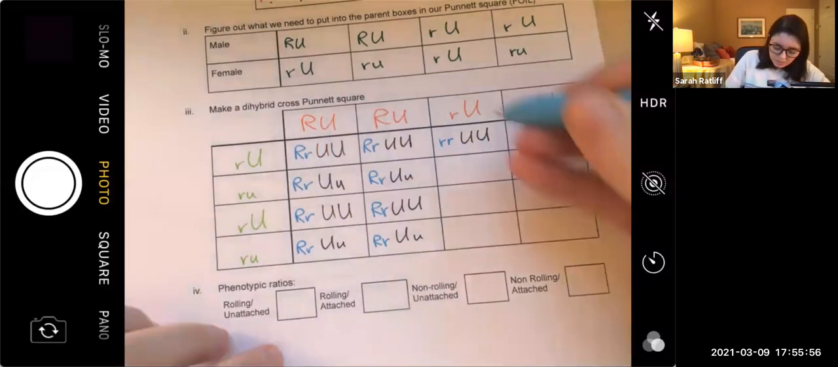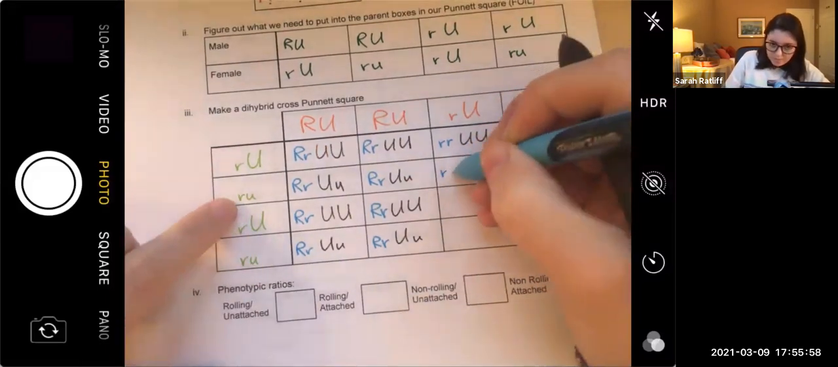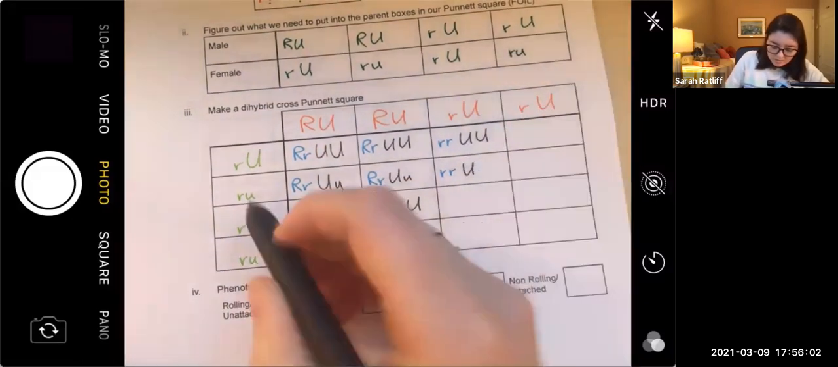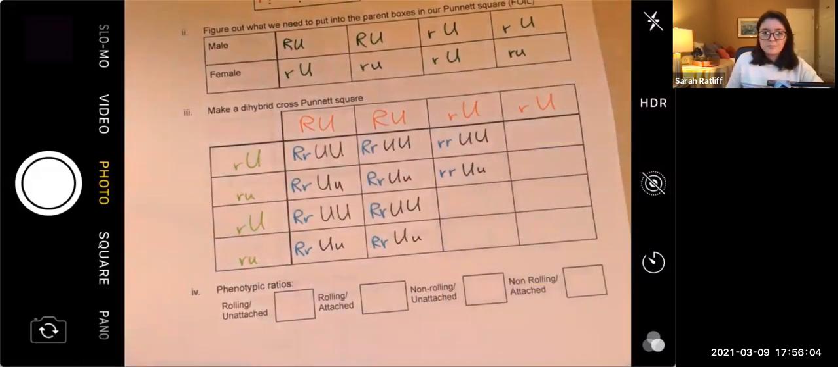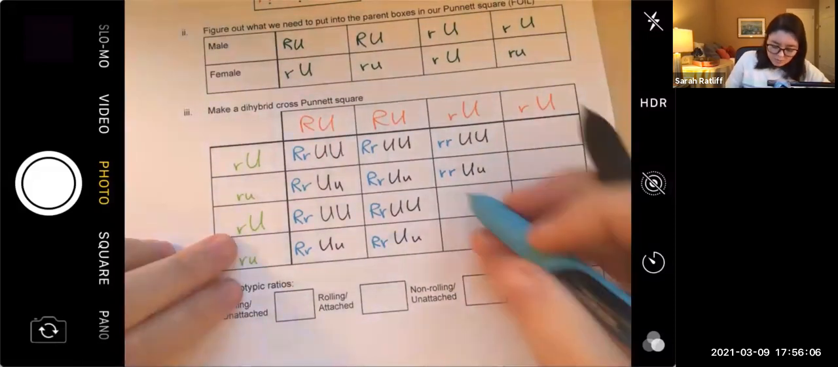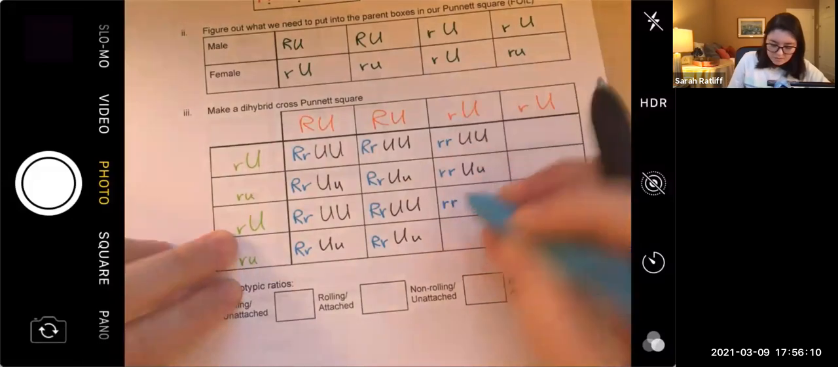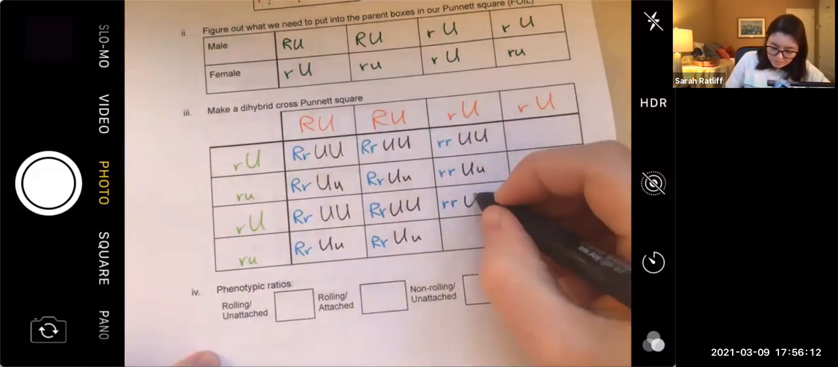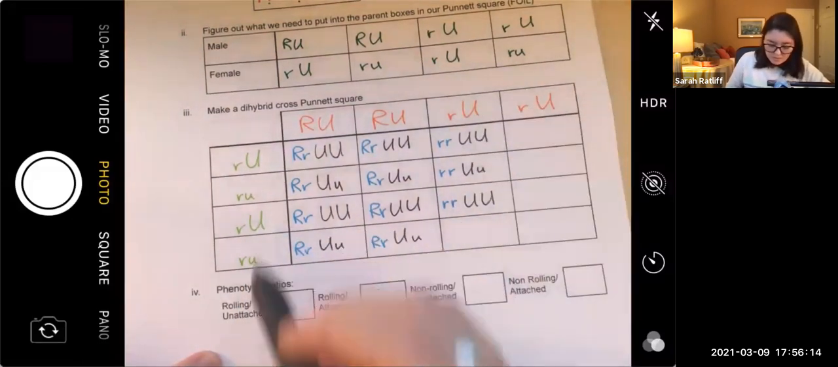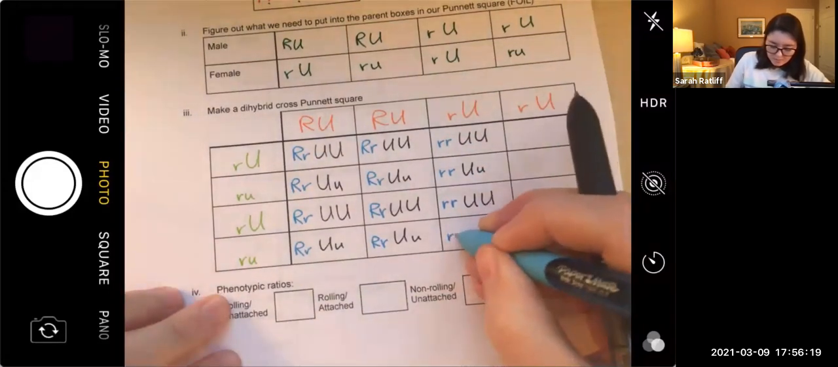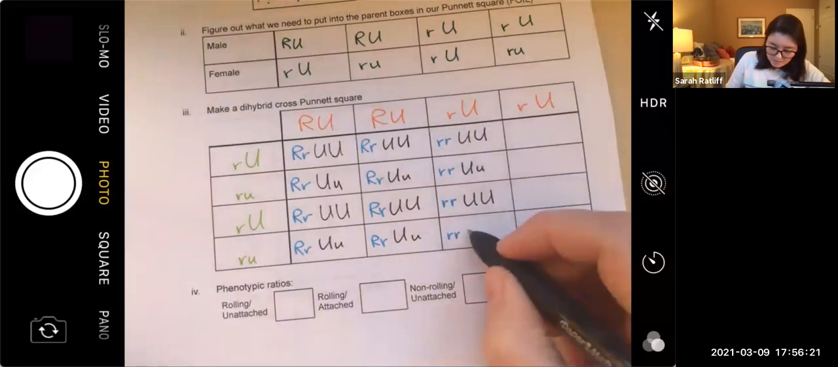Next up, little r from dad, little r from mom, big U from dad, little U from mom. Two little r's again, little r from dad, little r from mom, big U from each, big U, big U. And last one in our column here, little r from dad, little r from mom, big U from dad, little u from mom.